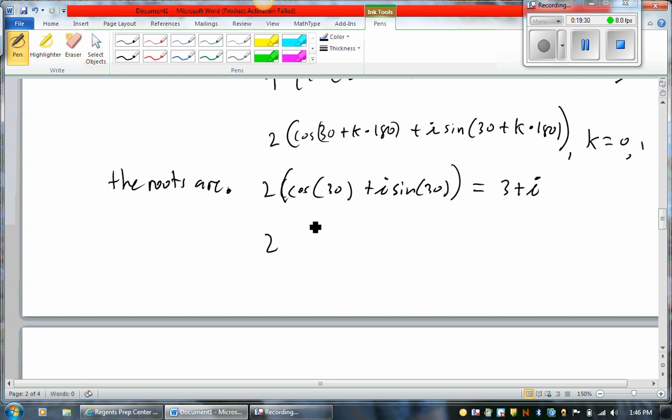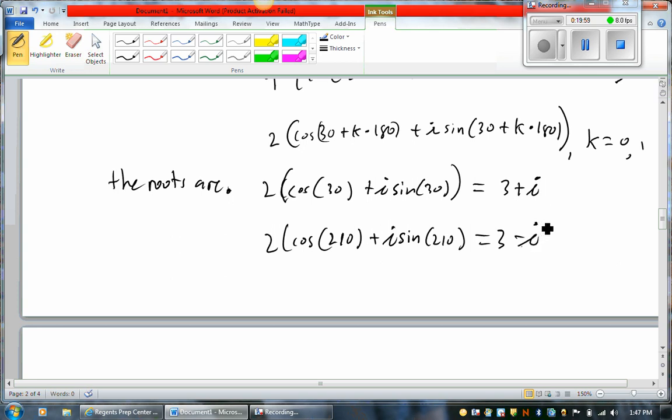The second root, plugging in 1 for k, we have 2 times the cosine. 180 times 1 is 180, plus 30 is 210, so the cosine of 210 degrees, plus i times the sine of 210 degrees. And if you were to convert this back, once again using the techniques we learned in 7.3a, we get that this is radical 3 minus i.